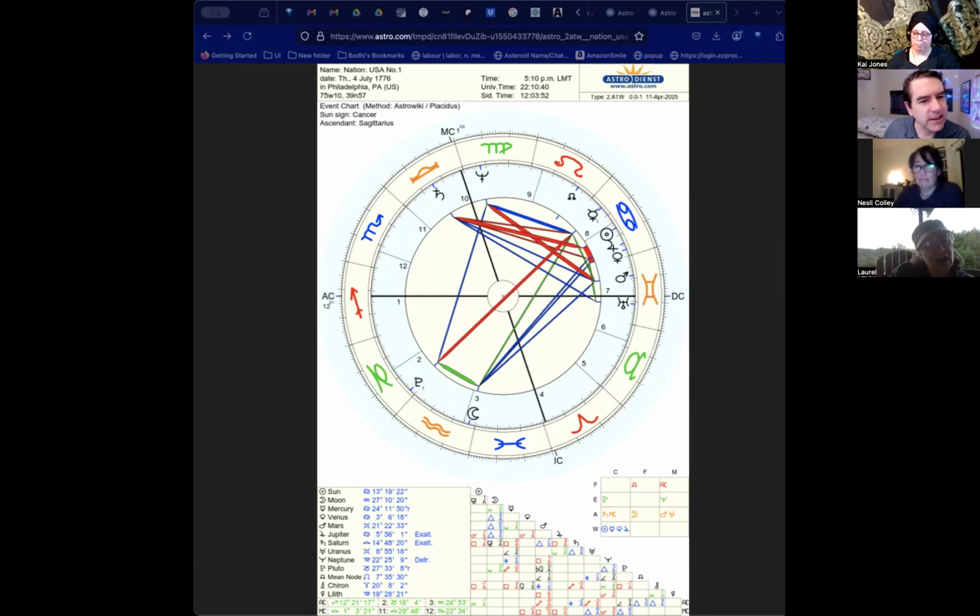That's kind of interesting because you'd think, a country, but then again, it's a country that's supposed to be based on democracy. And if we break open the meaning of that word, it means people power. And in mundane, people are symbolized by the Moon. So the structure seems appropriate.